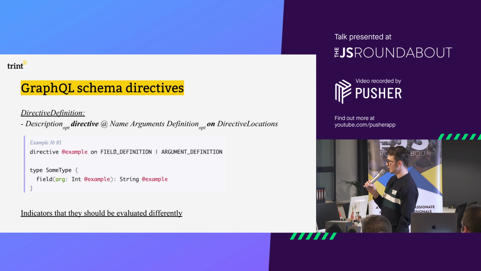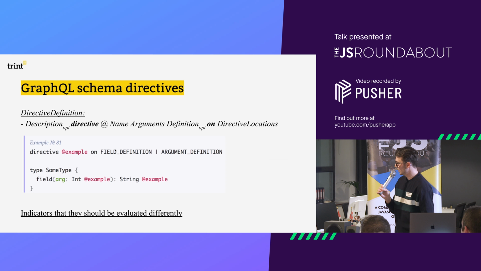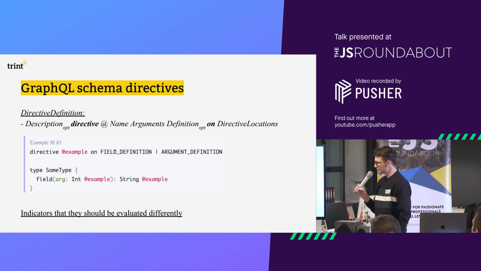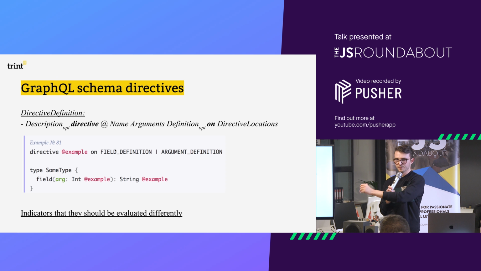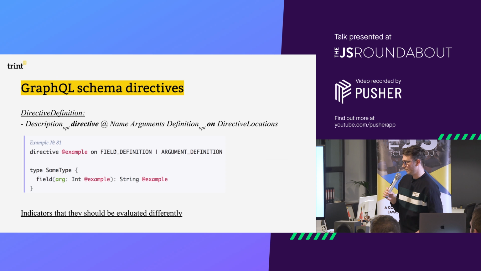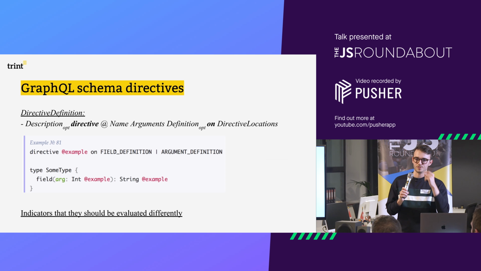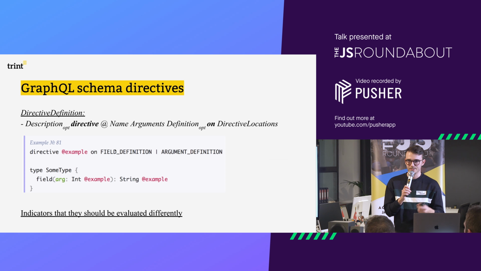So what is a schema directive? This is what it looks like. I stole this from the GraphQL docs. The key parts are that a directive has a name, maybe some arguments, and what it can be applied on. Basically, if you put a directive onto an object or a field, it just says this needs to be handled in a special manner.